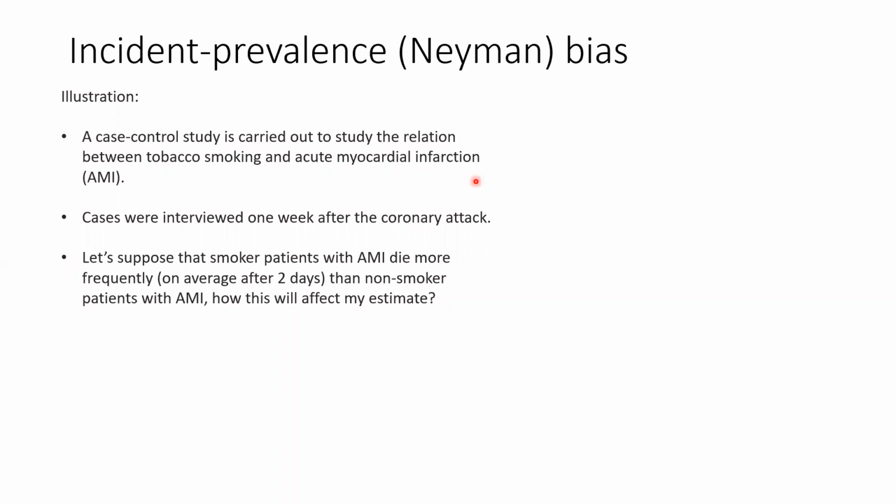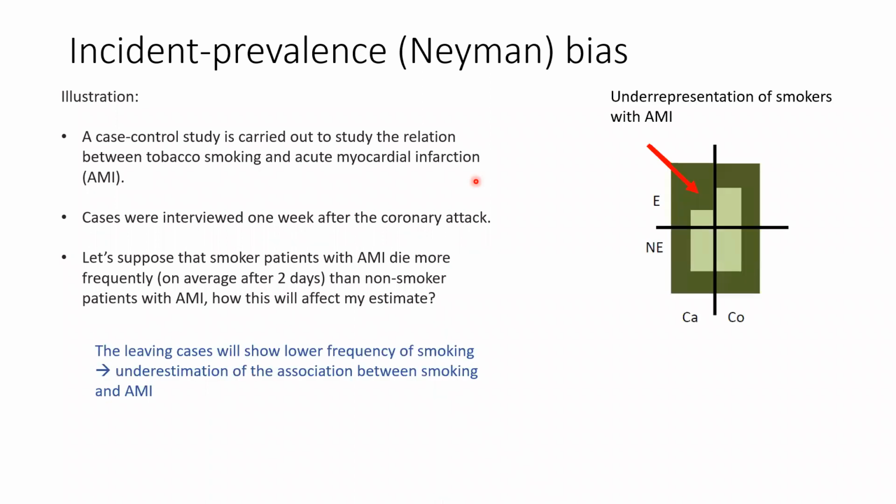Yeah, this will underestimate the relation in the smoke. Perfect. That's it. So the people who are basically dying or leaving will show a lower frequency of smoking. So we will have an underestimation of the association between smoking and myocardial infarction.